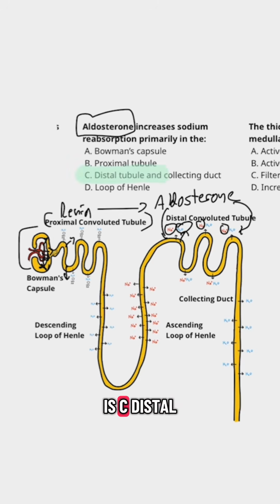So your answer is C, distal tubule and collecting duct, because there is some action of aldosterone on that collecting duct, but the distal tubule is the one that you really want to focus on.